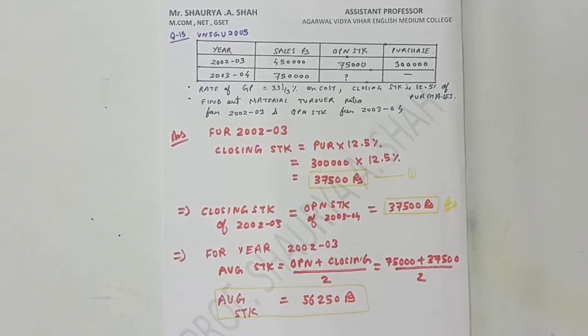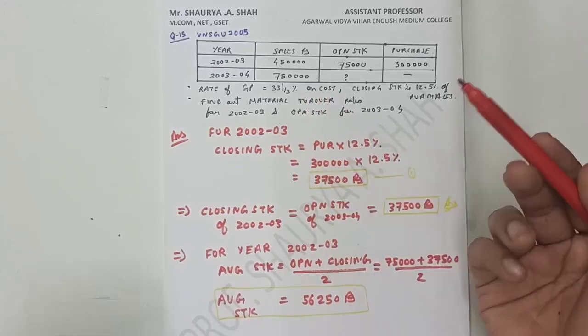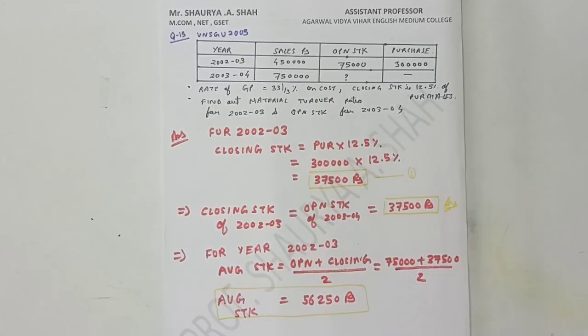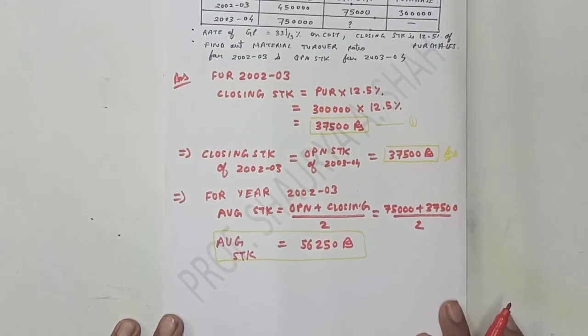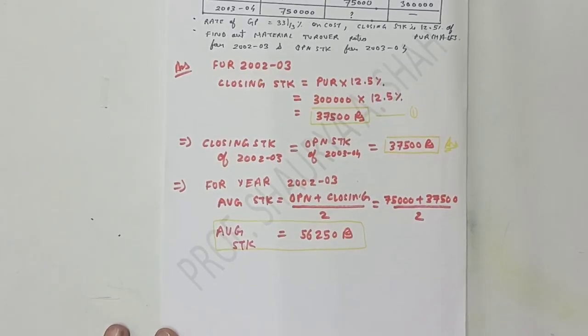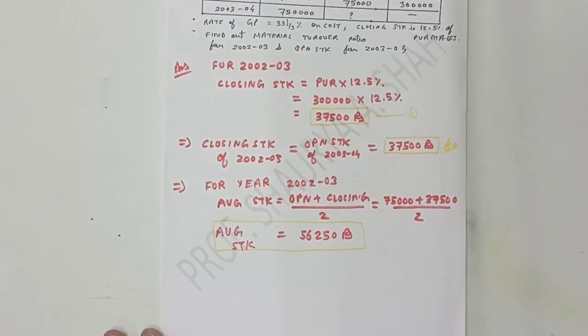Now the second thing I need to find out is your cost of goods sold for a particular year, right? So what will be my cost of goods sold? Again, cost of goods sold you can find out on the basis of this information also, right? What is it? That is rate of gross profit is 33 1/3% on cost. But another way my mind goes is I can directly find out from the formula, right? Why go into such complicated calculations?